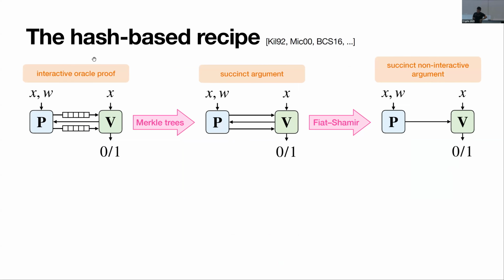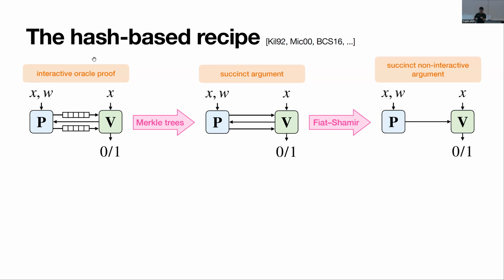Okay, so in this paper, we're interested in constructing hash-based accumulation schemes. To do this, we're going to follow what is, I guess by now, a classical approach to constructing hash-based succinct arguments. We start off with some information-theoretic proof system. For hash-based arguments, it's an interactive oracle proof. There's a standard procedure for compiling an interactive oracle proof into a succinct argument by way of Merkle trees. And then if you want to make it non-interactive, you can just apply the Fiat-Shamir transformation.